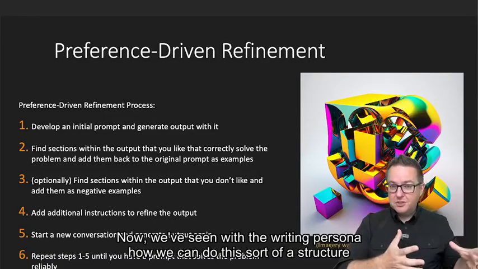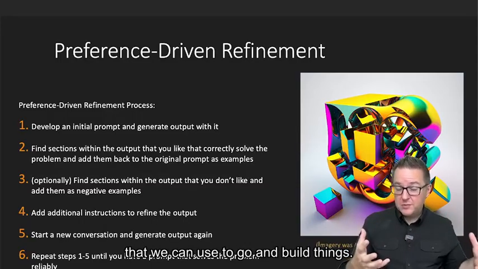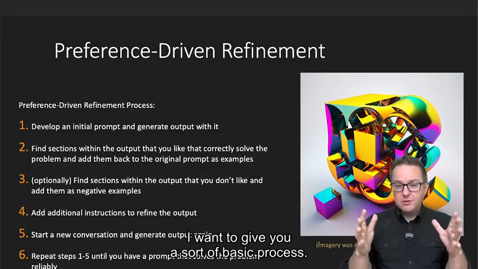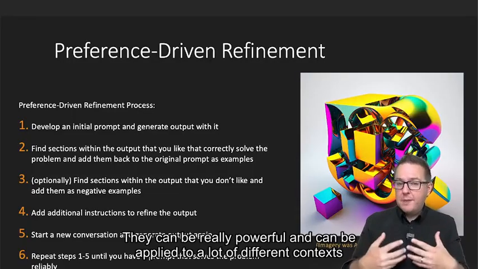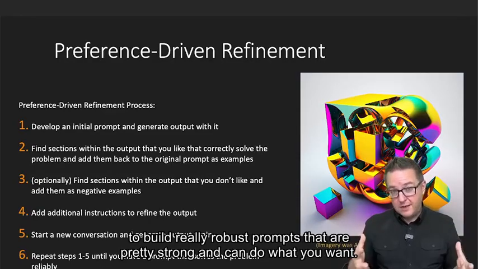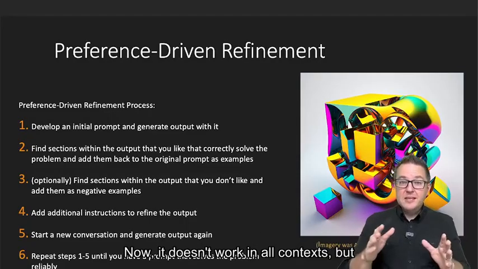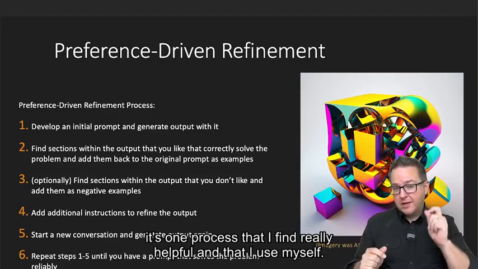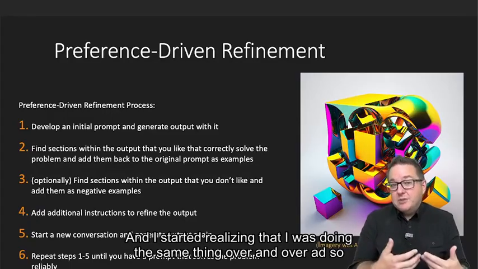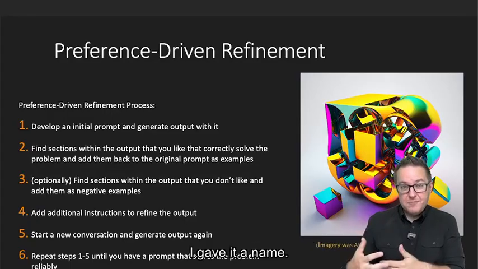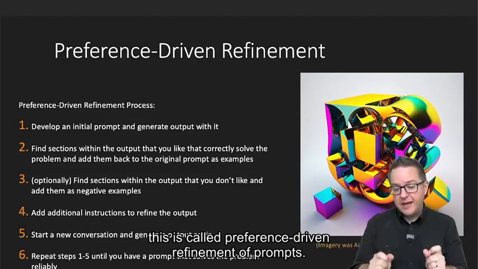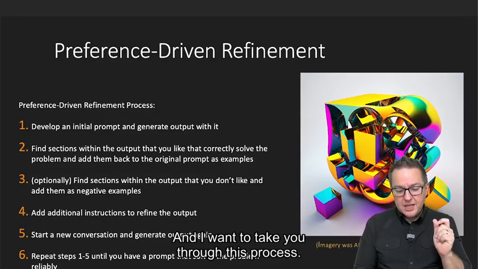Now, we've seen with the writing persona a structure that we can use to build things. There are other patterns we can use, but I want to give you a basic process that can be really powerful and can be applied to a lot of different contexts to build really robust prompts that are pretty strong and can do what you want. It doesn't work in all contexts, but it's one process that I find really helpful and that I use myself. I started realizing that I was doing the same thing over and over, so I gave it a name, and this is something that I teach people now. It's called preference-driven refinement of prompts, and I want to take you through this process.